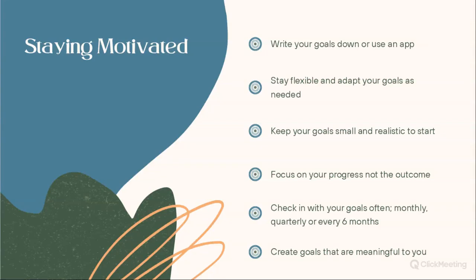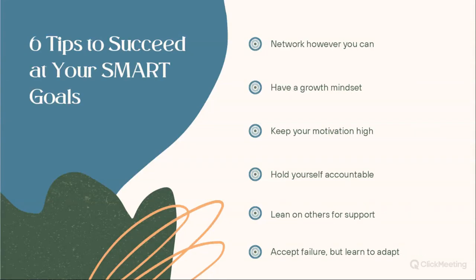Check in with your goals often, and then create goals that are meaningful for you. It's a very personal process. And then 6 tips to succeed: network however you can. So whether it's attending seminars or webinars like this, maybe it's joining classes, maybe it's enlisting friends to meal plan with you or to work out with you, and then have that growth mindset. Everything that you're doing, you're growing, you're bringing positivity into your health and your lifestyle.